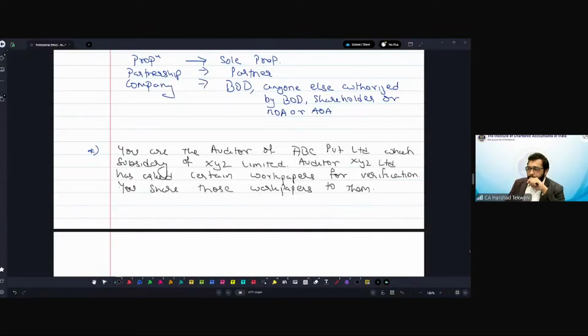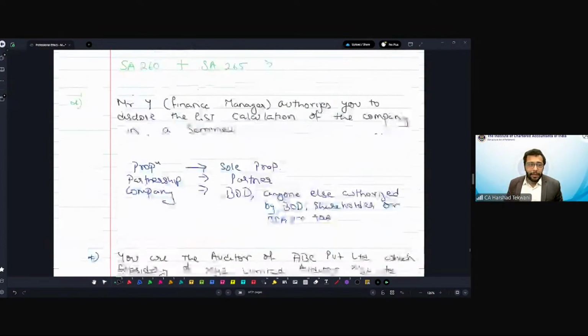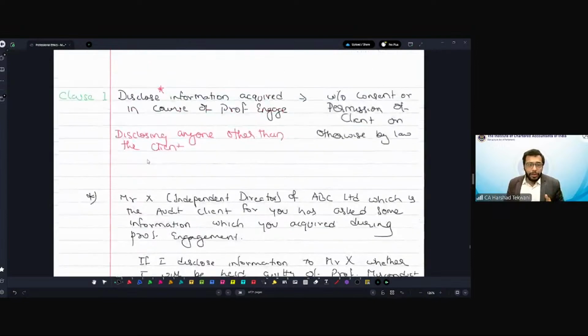Any doubt? Okay. If no further doubts, that is about clause 1 that we discussed: sharing of information, disclosing the information acquired in the course of professional engagement without the permission of a client or otherwise than by law.